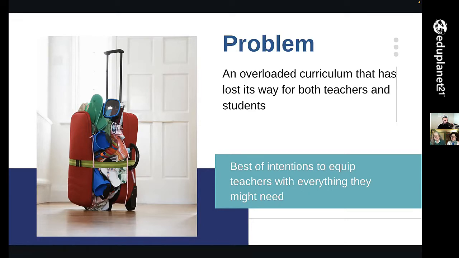So here's the problem. And you know what Einstein said, actually John Dewey said this too: a problem well stated is half solved. And we have a problem, a big curriculum problem. And I'm sure that many of you would agree that this is the case. It's overloaded, if not bloated.